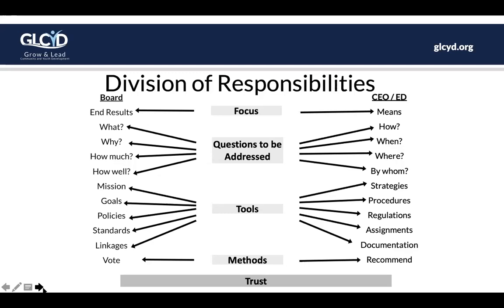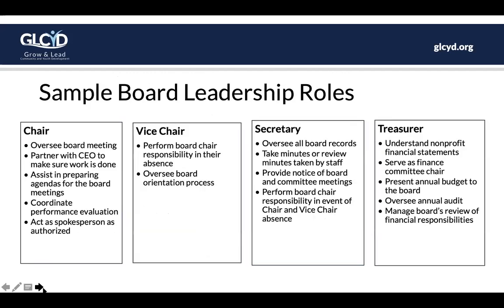And again, I want to remind everyone, this is the whole board asking those questions, not just one individual. So again, acting as a unit. Now, a question I always get is, well, okay, I am the vice chair. What do I do? I'm the secretary. What do I do? And honestly, that's not something that I can tell you.